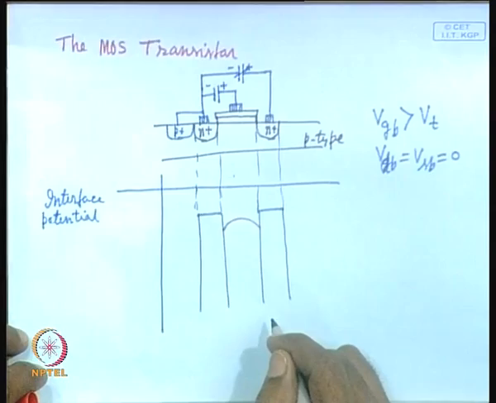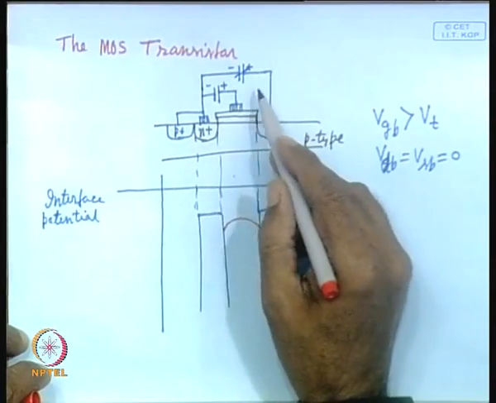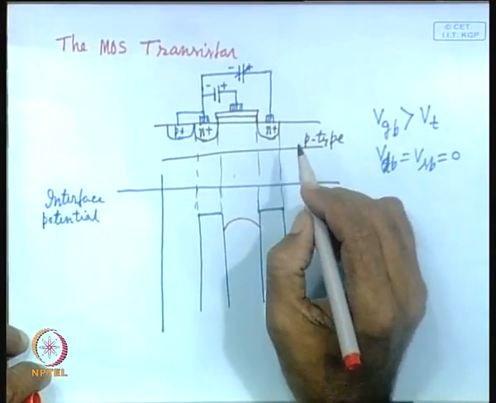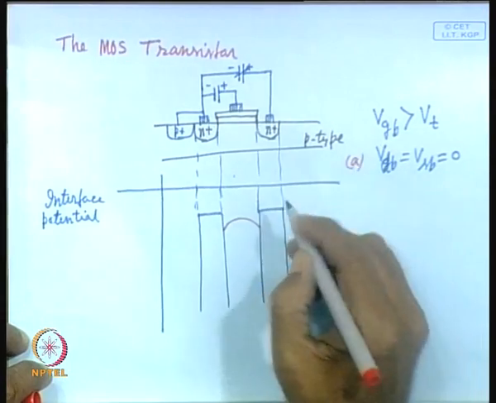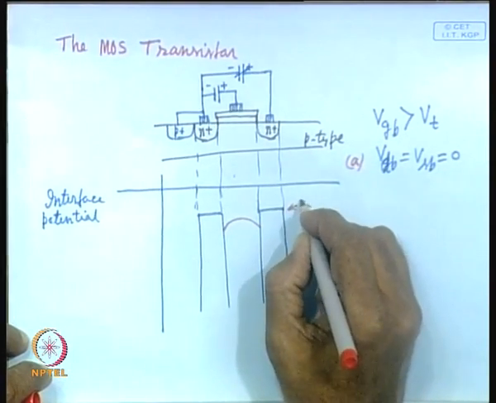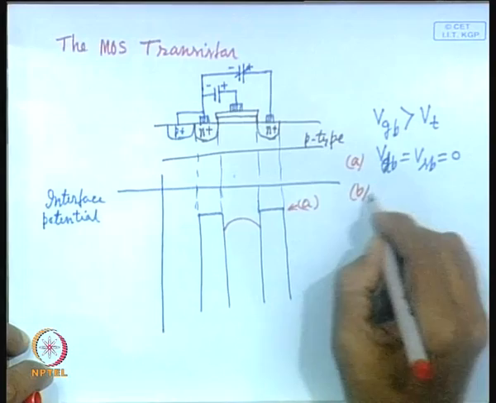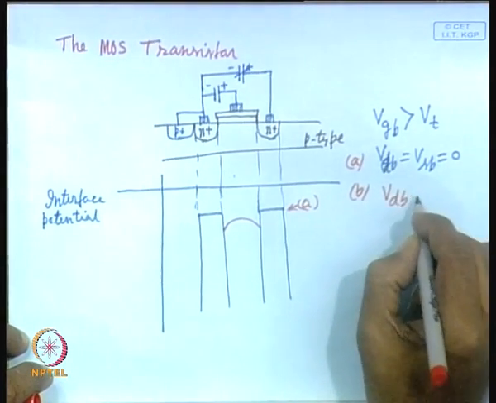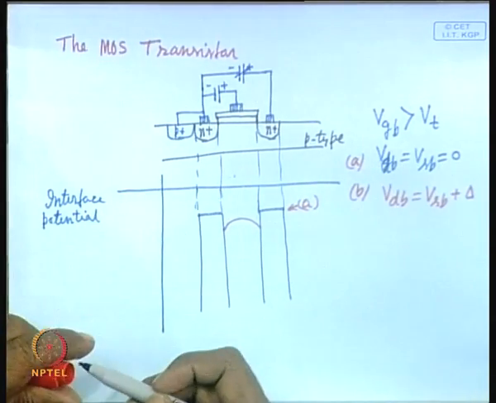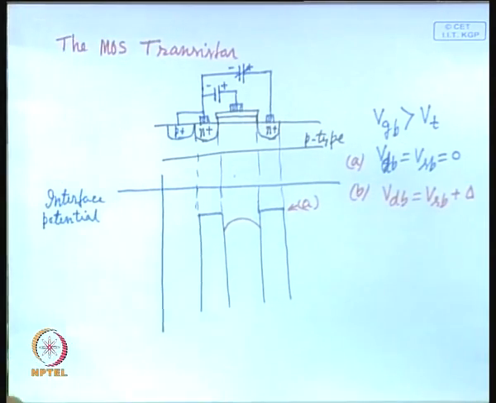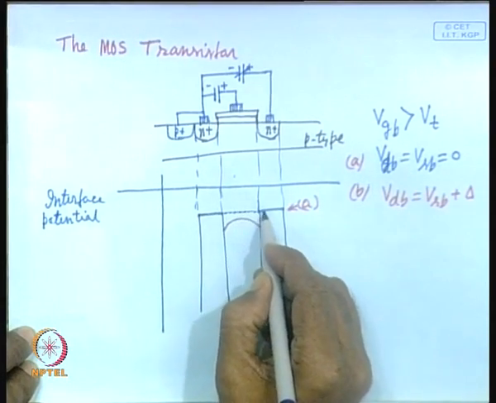Now, let us consider the situation when we shall be increasing this drain voltage. So, drain voltage is gradually increased, and initially say this is the condition A, where drain voltage is same as gate voltage. Now, what we do, we simply apply V DB is equal to V SB plus delta, little more. As we increase it, what will happen? In this particular case, the charge distribution was like this, the potential distribution was like this.